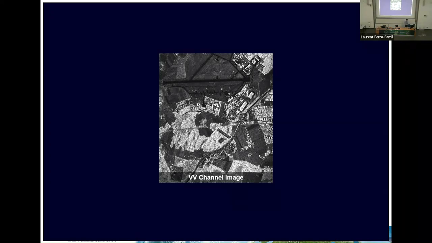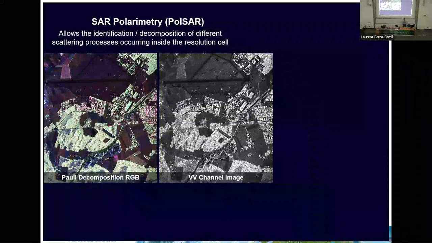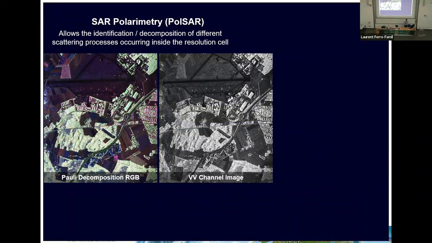The other aspect is that you realize this image by a focusing process, and at the end what you get are resolution cells. The idea with polarimetry and interferometry is actually to go inside the resolution cell and try to separate scattering mechanisms inside the resolution cells. And from here comes polarimetry. With polarimetry, basically, you change the way in which you transmit and receive the electromagnetic waves, and therefore you can realize a scattering matrix.